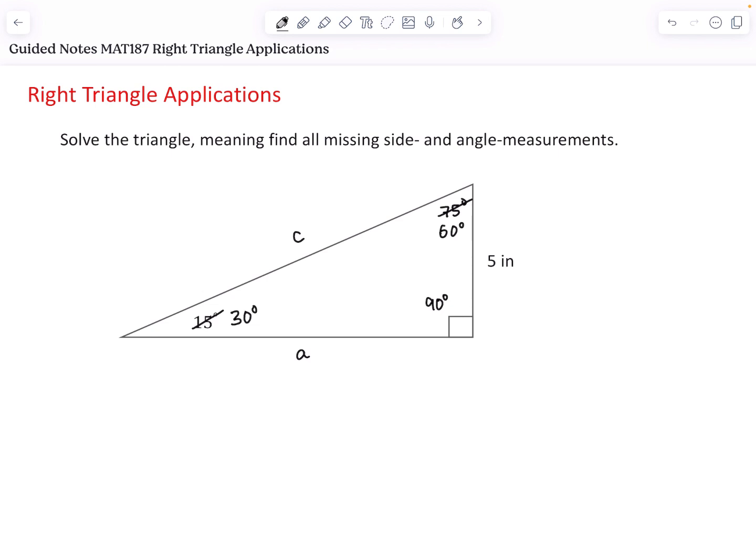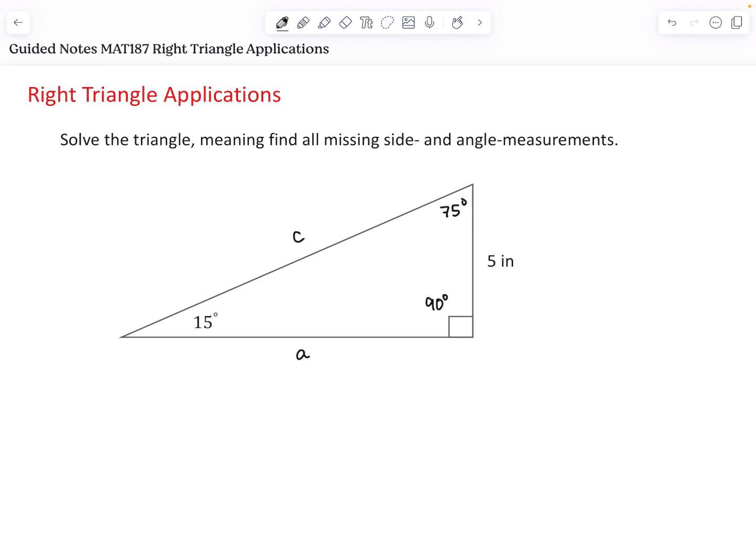For such triangles, we know that the shorter leg, which is 5 inches, is half the length of the hypotenuse. So I could deduce right away that the hypotenuse would need to be 10 inches. And we know that the longer leg, which is A, is the shorter leg's length times radical 3. So A would therefore be 5 times radical 3 inches. This is one way that we could solve a 30, 60, 90 triangle if I only know one of the three sides. However, this triangle is not a 30, 60, 90 triangle.